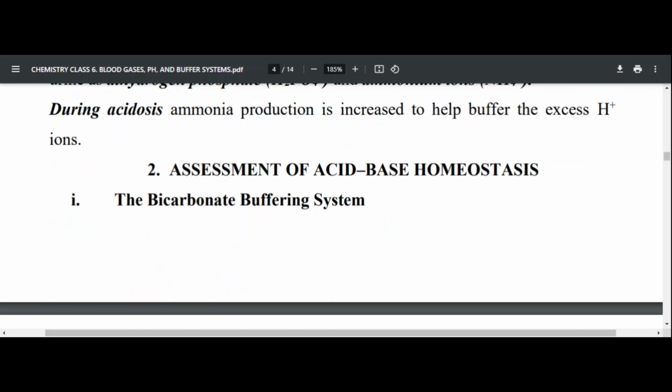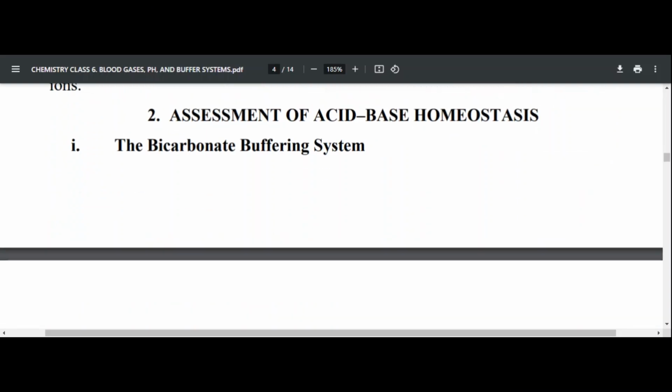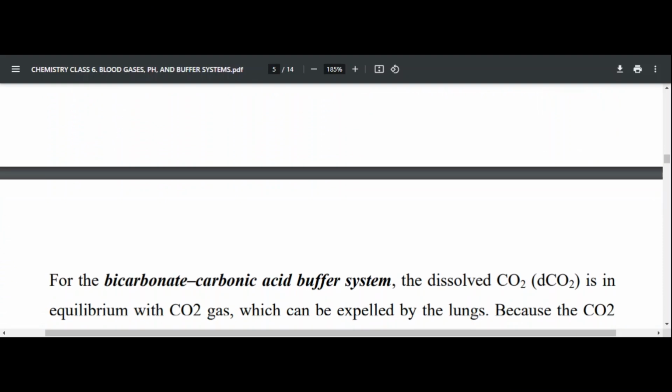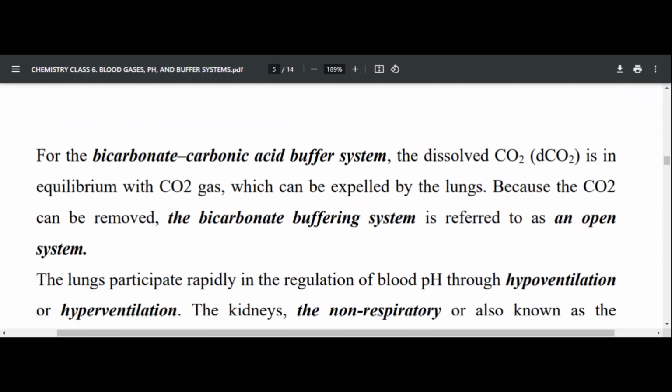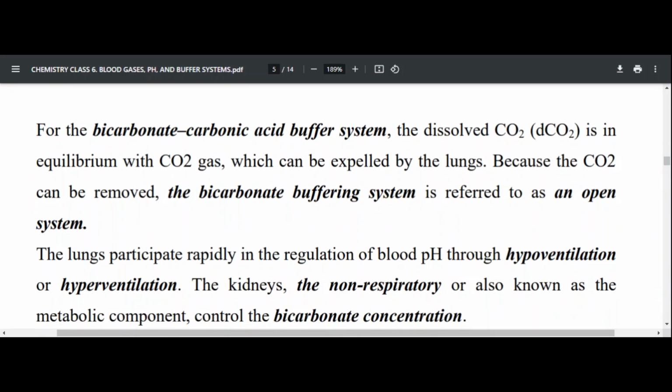So, assessment of acid-base homeostasis, and now starting from the bicarbonate buffer system. For the bicarbonate carbonic acid buffer system, the dissolved CO2 is in equilibrium with the CO2 gas, which can be expelled by the lungs. But because the CO2 can be removed, the bicarbonate buffer system is in fact referred to as an open system. It is not a closed system because the end point is that CO2 should be removed.